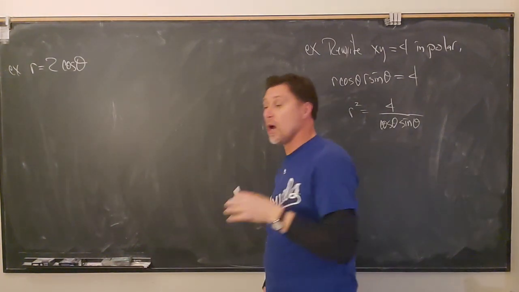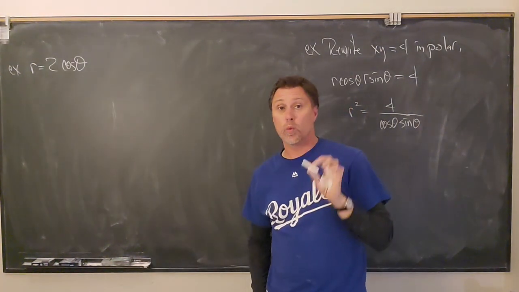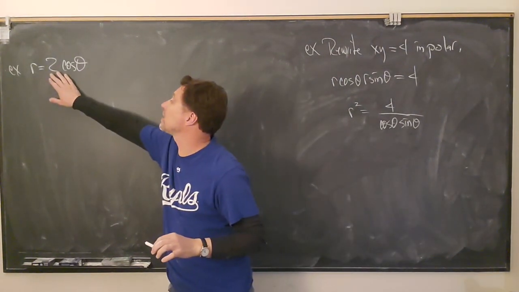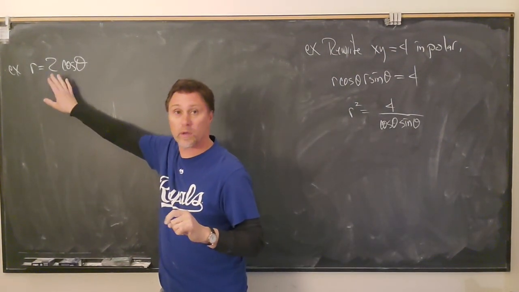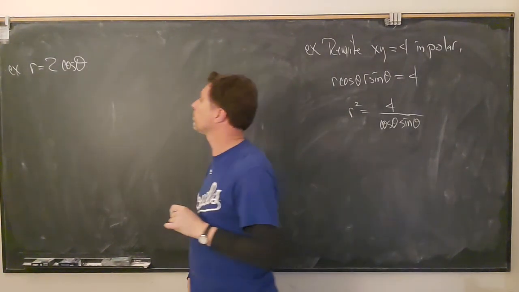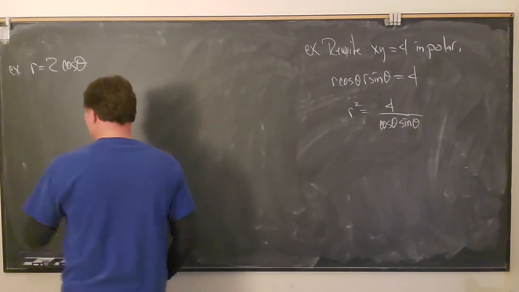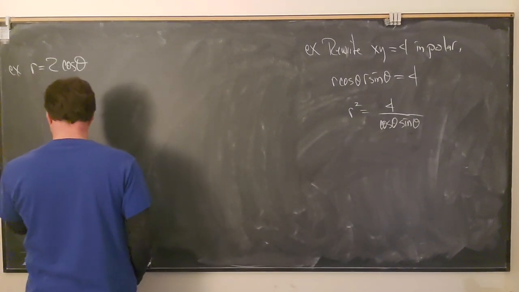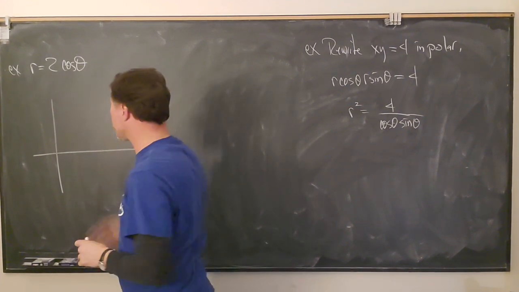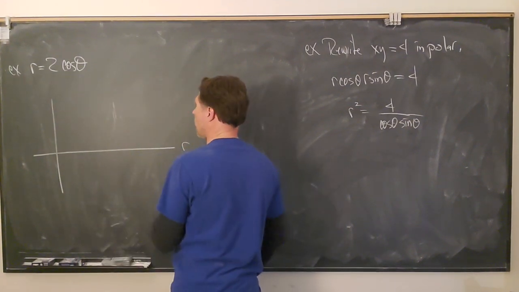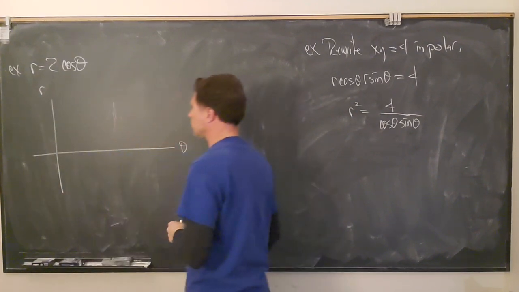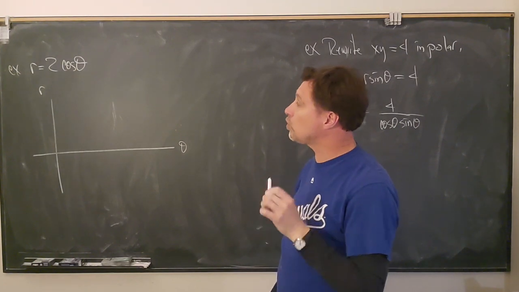Now, here's the idea. In the end, we want a graph in the xy plane that describes all possible points xy whose polar coordinates satisfy that equation. And here's what we're going to do. I want to first sketch this graph in the r theta plane, right? So this will be the theta axis, and this will be the r axis. And I want to draw the graph of 2 cosine theta.